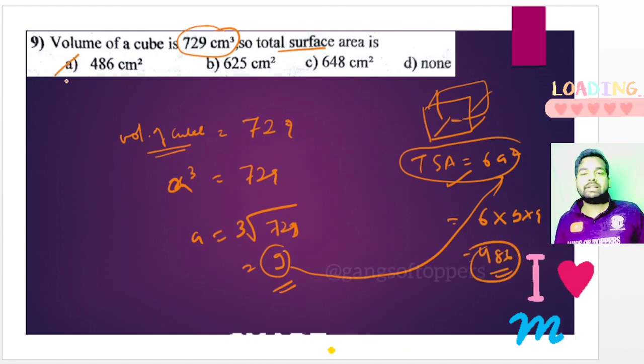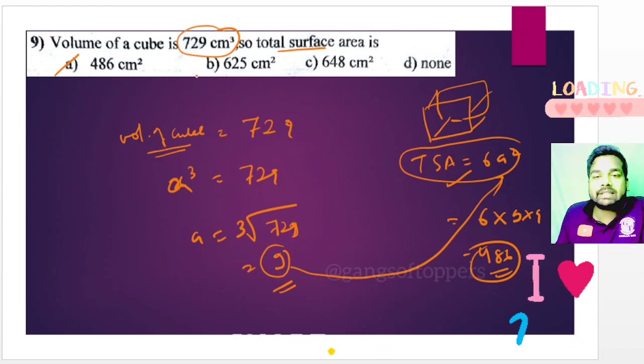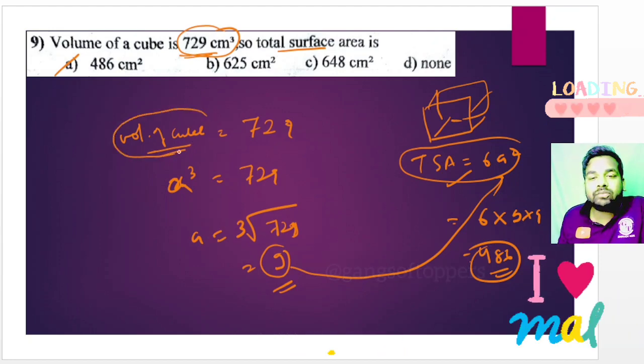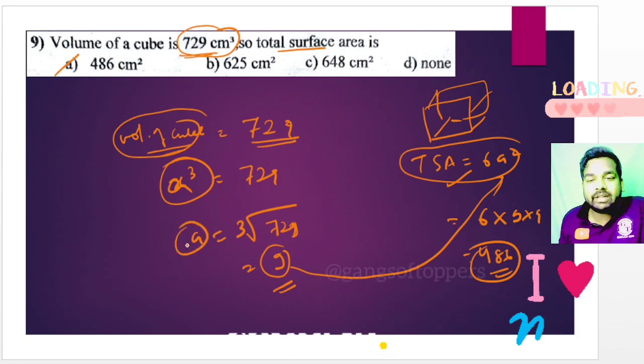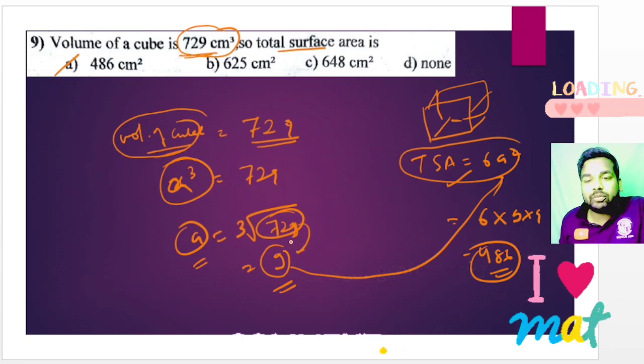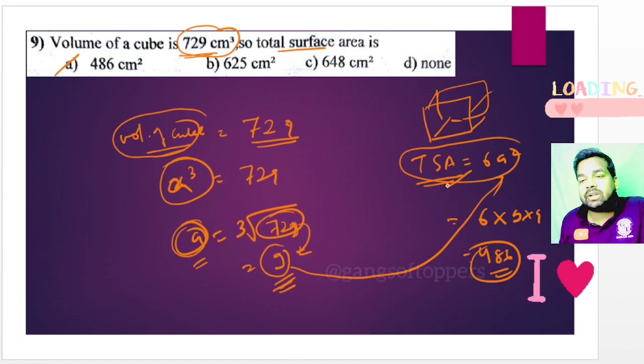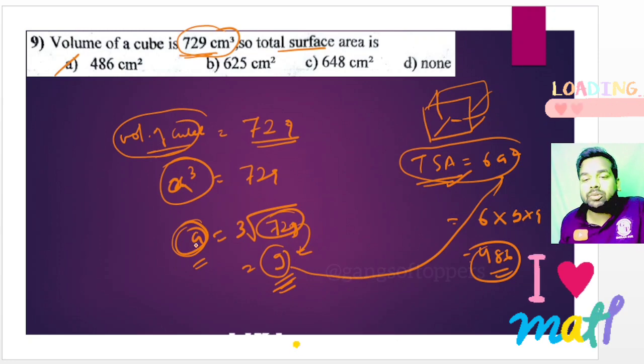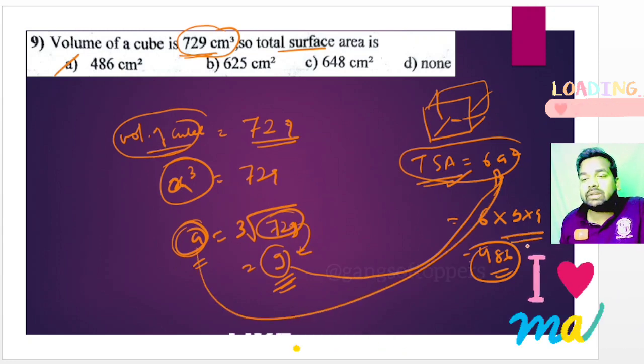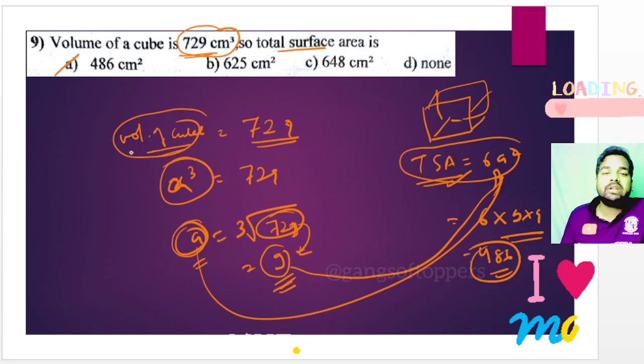Once again, understand the concept. The question is about the cube, and the volume of the cube is given. Everybody knows the formula that the volume of the cube is a cube, and it is given as 729. From here we can find the value of a, the cube root of 729, which becomes 9. Then, with the formula that the total surface area of a cube is 6a square, put the value of a in this formula and you will get the total surface area of the cube. The answer we got here is 486.